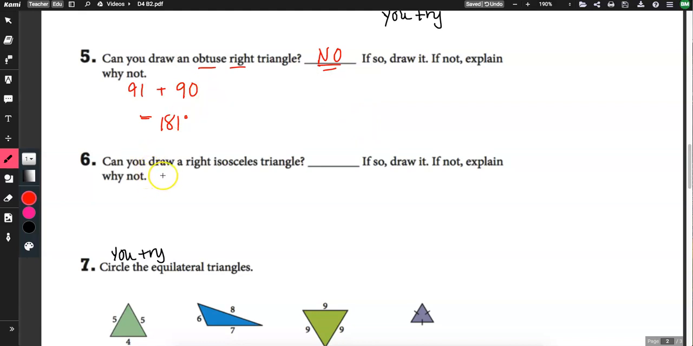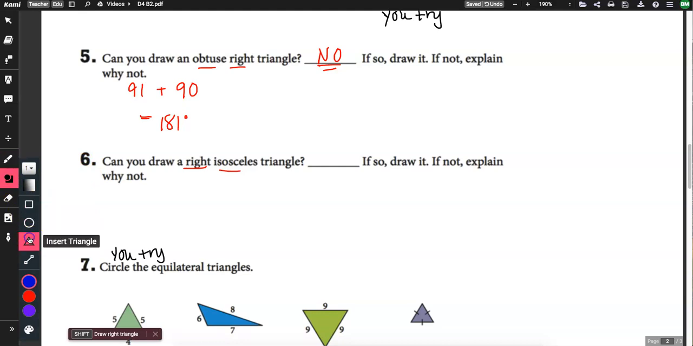Number 6, can you draw a right isosceles triangle? So that means I'm trying to draw a right angled triangle with two sides that are the same. Oh, one thing I can show you on Kami is if you want to draw a triangle, if you go over to the Shapes tool, click the triangle, and then it says at the bottom, Shift will draw a right triangle. So I hold down Shift, and it draws a triangle. It even shows me the angles, which is kind of cool. So I have a nice triangle there. There's my right triangle.